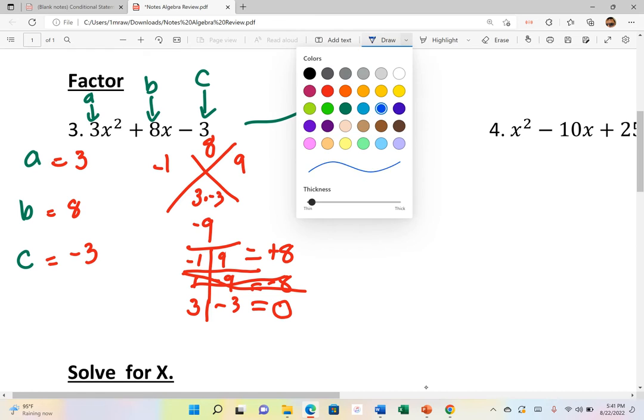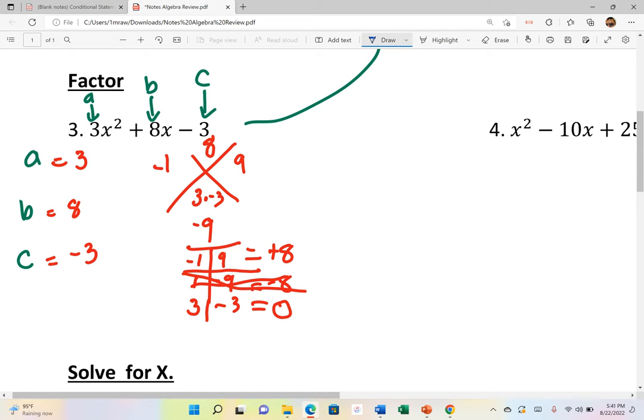Now, we're not quite done yet. What you need to do with these two factors is divide them by the a factor, which in this case is 3. Now, looking at these fractions, we look at if we can reduce. In this situation, we cannot reduce negative one third.